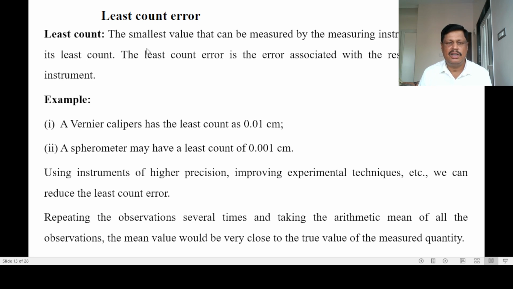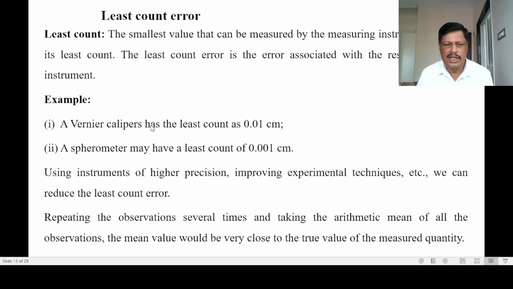For example, the least count of the meter scale is 1 millimeter. So 1 millimeter is the smallest accurately measurable distance using a scale. Similarly, 0.1 centimeter is the least count of vernier calipers. Similarly, 0.001 millimeter is the least count of the screw gauge, etc.